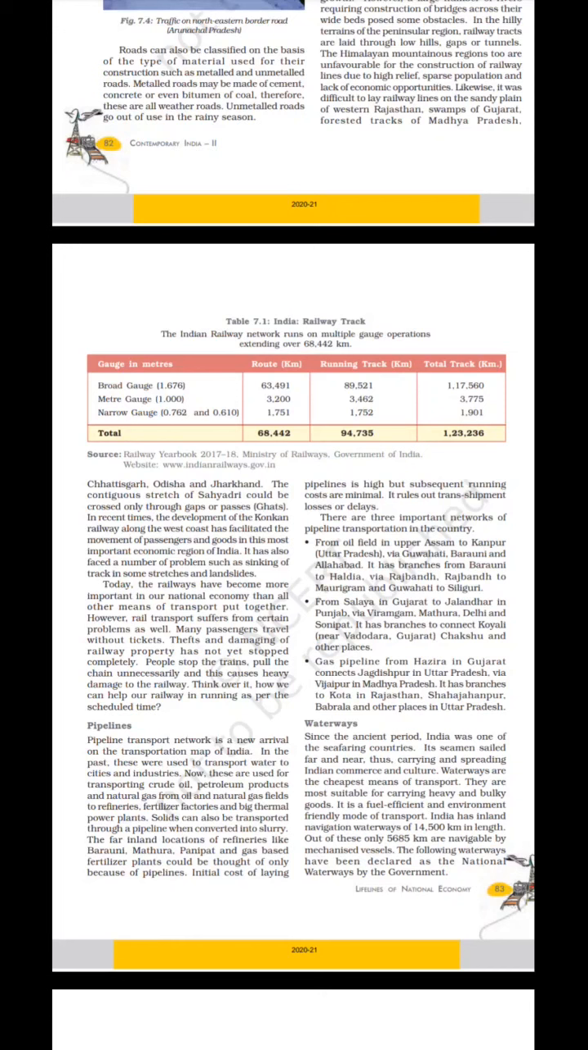Pipelines. Pipeline transport network is a new arrival on the transportation map of India. In the past, these were used to transport water to cities and industries. Now, these are used for transporting crude oil, petroleum products, and natural gas from oil and natural gas fields to refineries, fertilizer factories, and big thermal power plants. Solids can also be transported through a pipeline when converted into slurry.